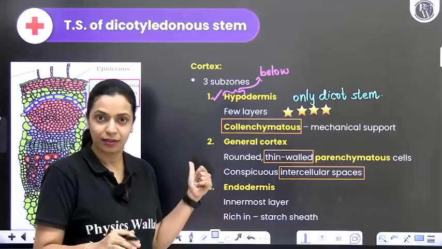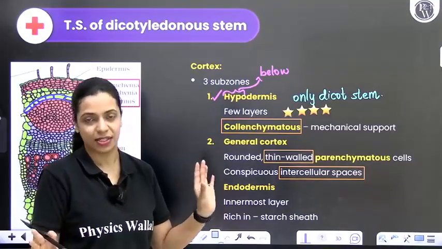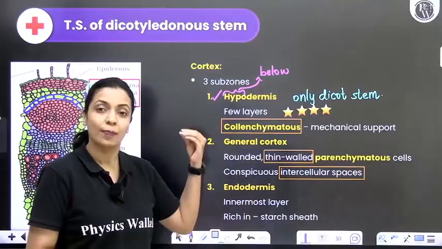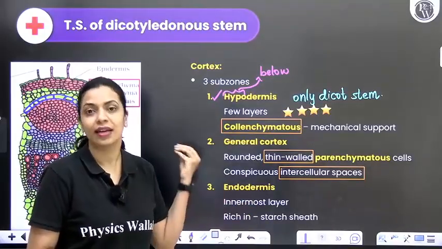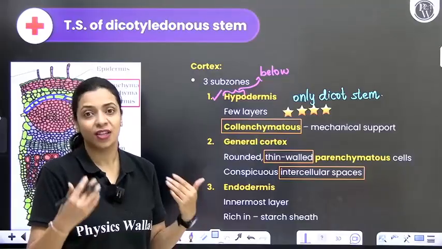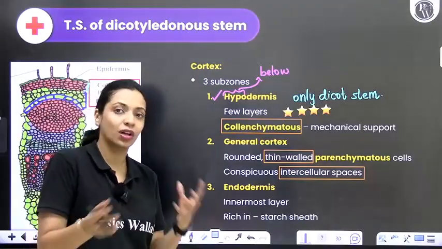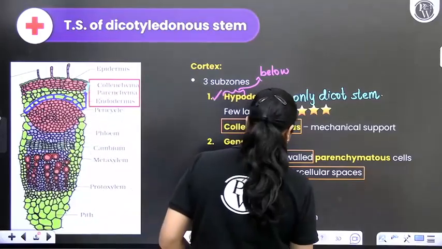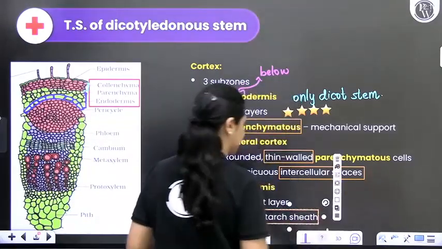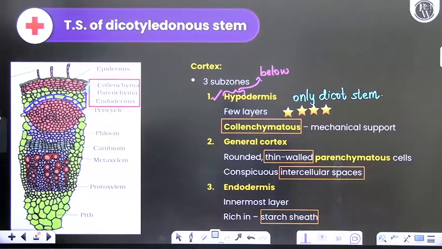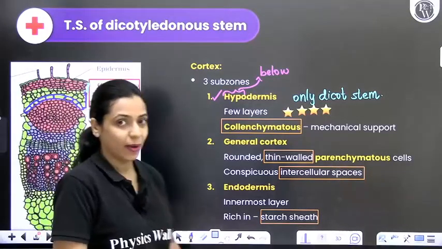Similarly, here you have something special about endodermis. It's not that they have Casparian strips here, they do not have suberin, but the endodermal cell layer in dicot stems stores starch. They are rich in starch. Therefore, we call endodermis itself the starch sheath. Okay? Endodermis is called starch sheath. Understood?